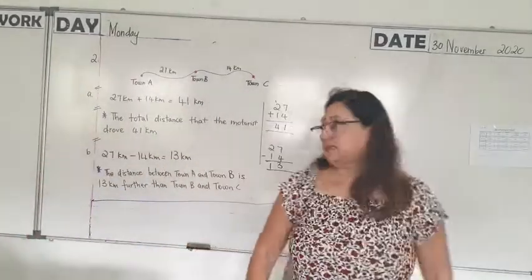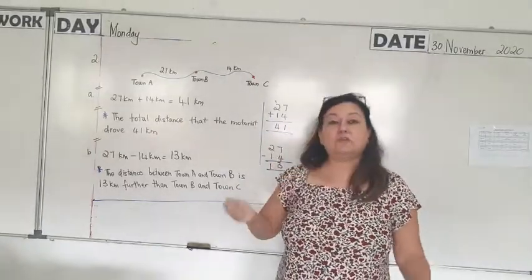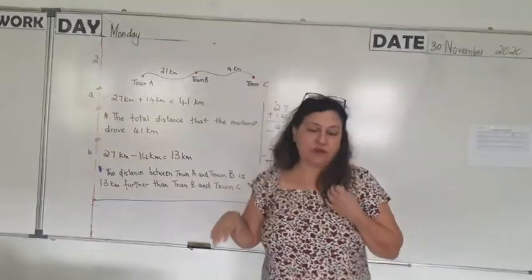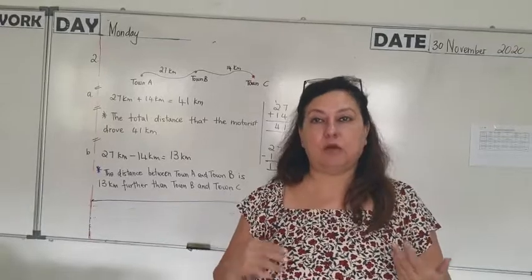So this is about distance. The first two sums, 1 and 2, are about length or distance. We have got it in kilometers and meters. We are going to do sums on volume also, on mass also.